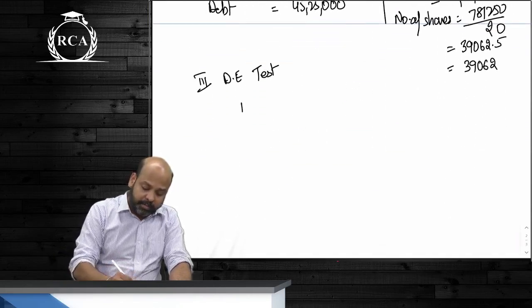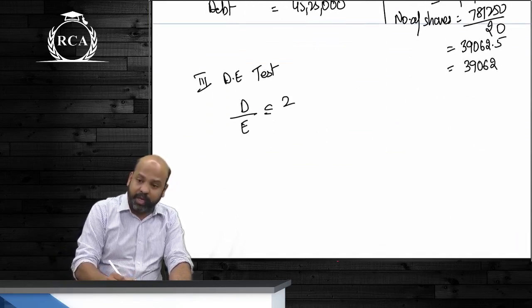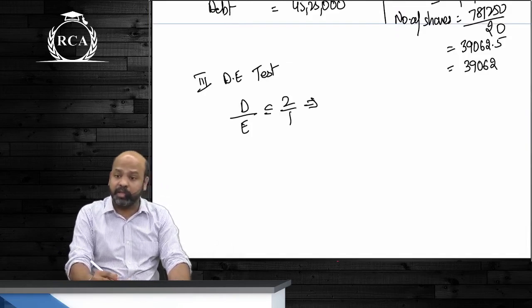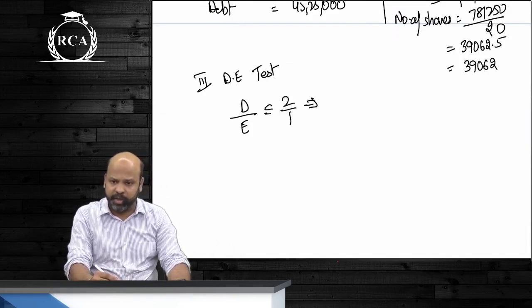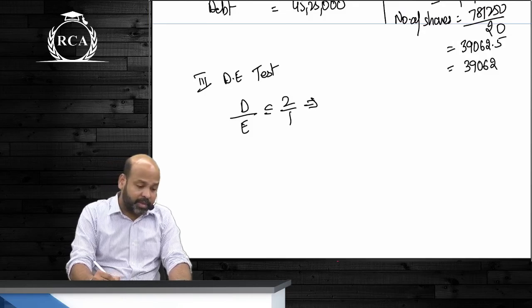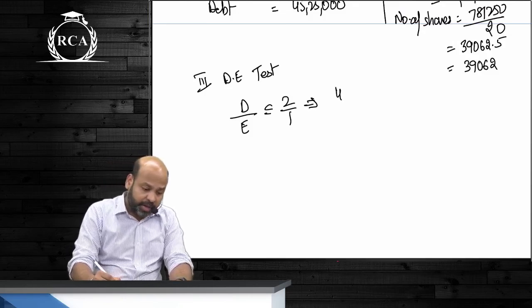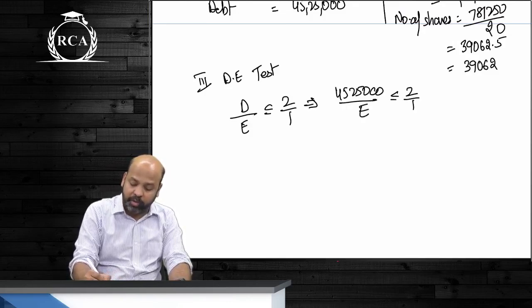So your debt amount, guys, divided by equity should be less than or equal to 2:1. Sanchal, have you also finished this debt equity ratio test? The answer has come, 28,750. So your debt amount is how much, guys? 45 lakhs 25,000. This divided by the equity amount should be less than or equal to 2:1.